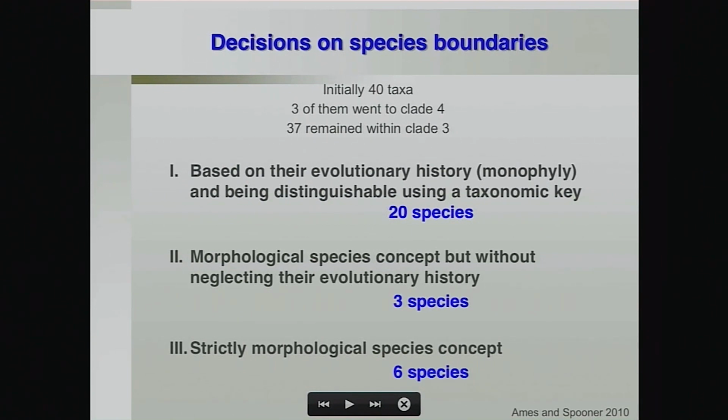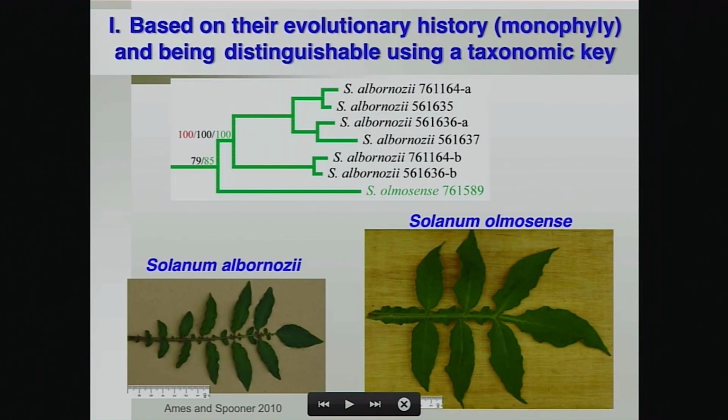All of these things were tested, and in the beginning, they have 40 taxa. Okay? After the analysis, 3 of them went to clade 4, and they belong to the other series, Konishibakata series. And 37 remain in clade 3. Clade 3 is the clade of the series Piurana, okay? But only, as you can count here, 20 plus 3 plus 6 are 29 species were recognized. And I'm going to tell you why.